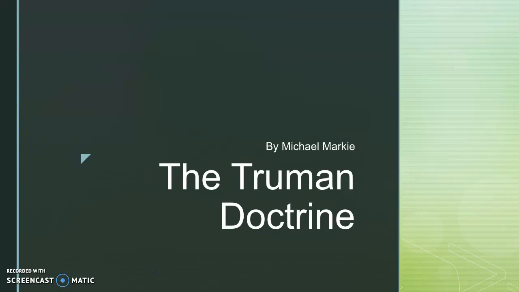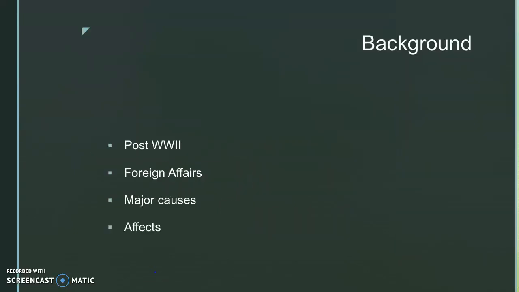This is my presentation on the Truman Doctrine. The Truman Doctrine was originally created in 1947 by Harry Truman, right after World War II. The Truman Doctrine established that the United States would provide political, military, and economic assistance to all democratic nations under threat from external or internal authoritarian forces.